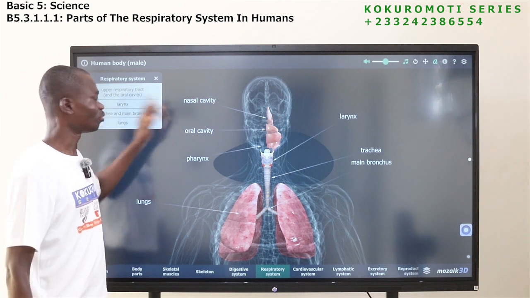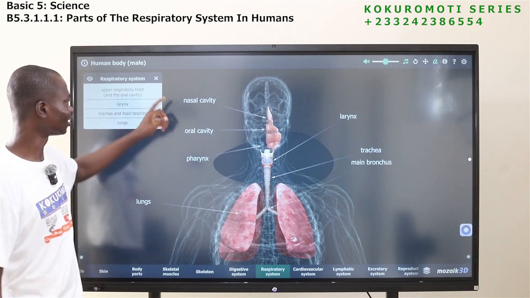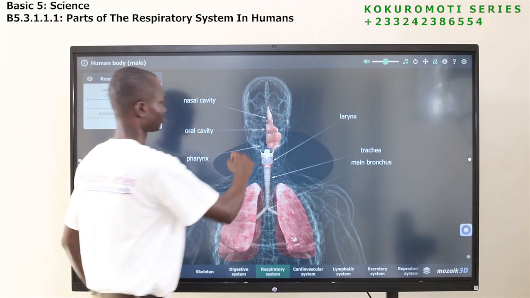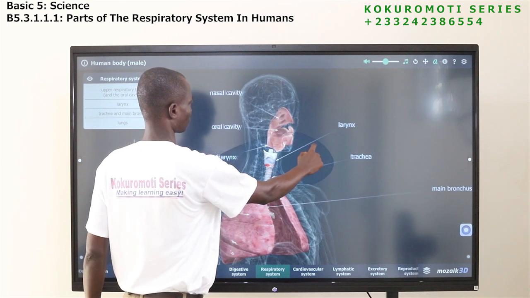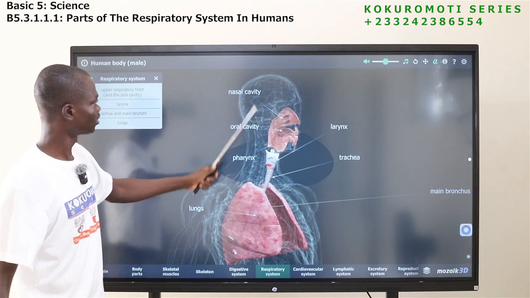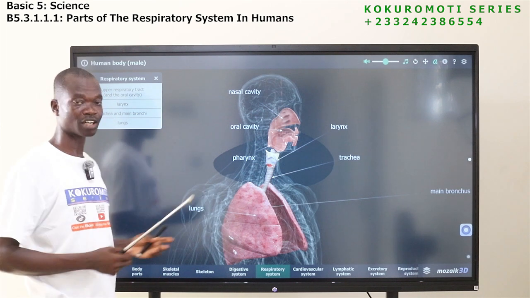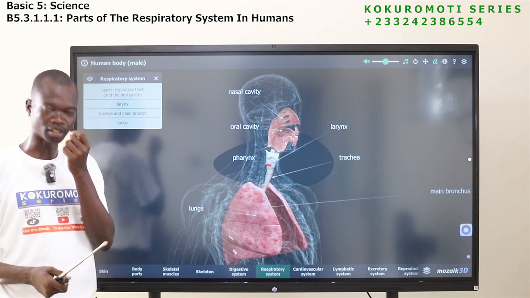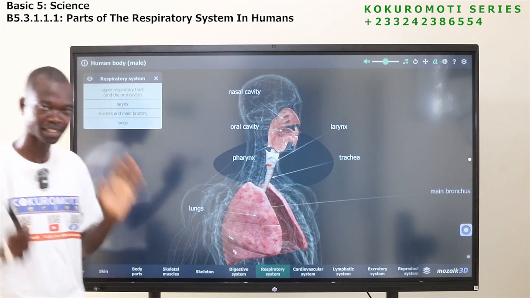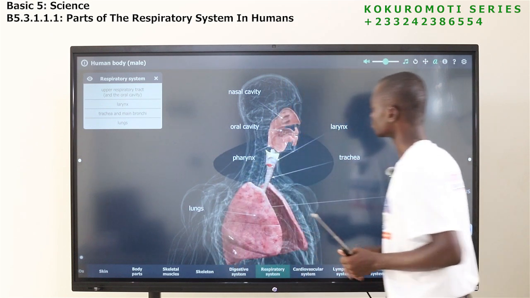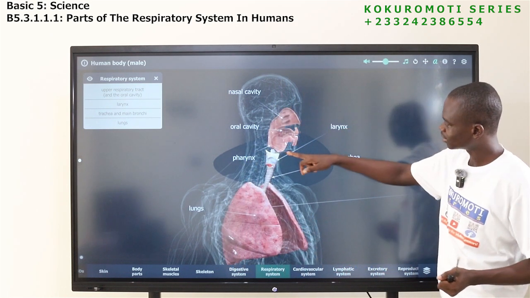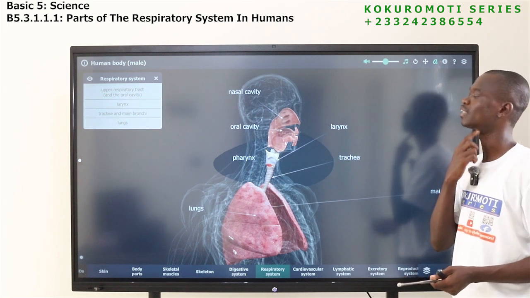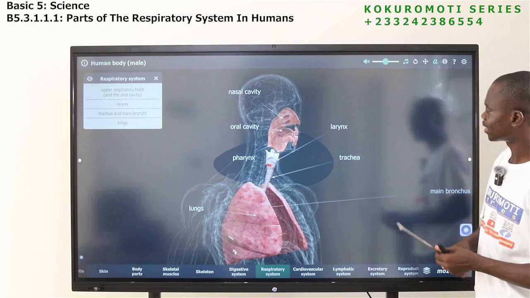So we saw the nose. The nose, that's the nasal cavity, this side. And then we have the oral cavity. We are talking about the mouth. Air passes through the mouth and the nose, but the nose is the main part that the air passes through. After that, we have the pharynx. This is the pharynx, the throat. We have the pharynx here, and then the larynx.